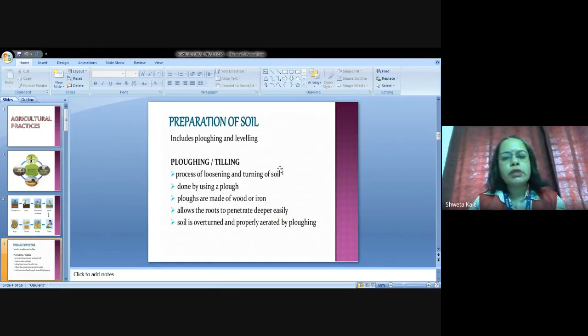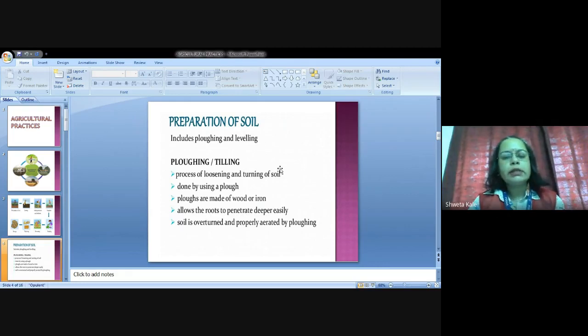Now, first one, that is the preparation of soil. Preparation of soil includes two major steps: plowing and leveling. Plowing the soil means we have to loosen the soil. Why is loosening of soil important? Because when the soil is loosened, it will have air spaces in it, so that air will be absorbed and the nutrients will be absorbed by the soil properly.